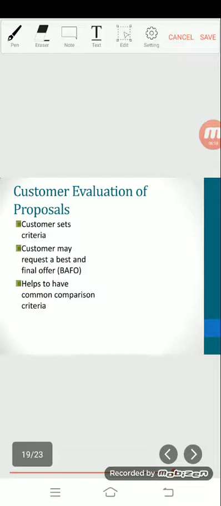Others, especially on large projects, create a proposal review team that uses a scorecard to rate each proposal. The figure above depicts a proposal evaluation scorecard. The scorecard can be a valuable tool because it helps to have uniform comparison criteria for different proposals.